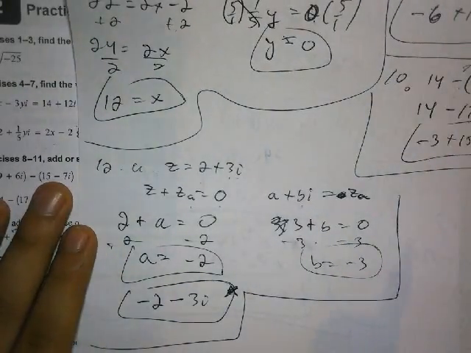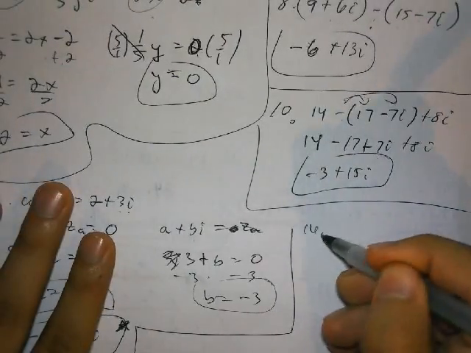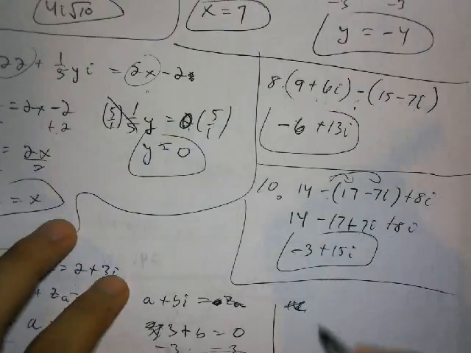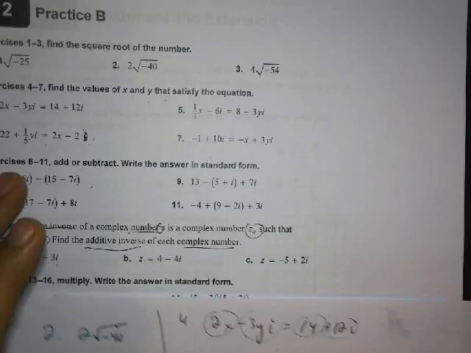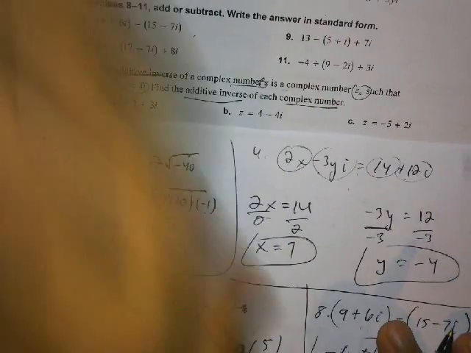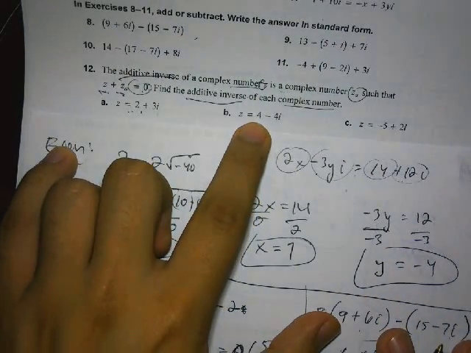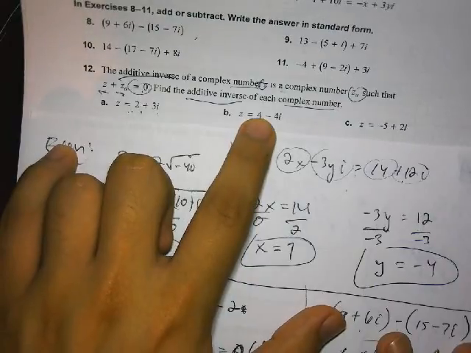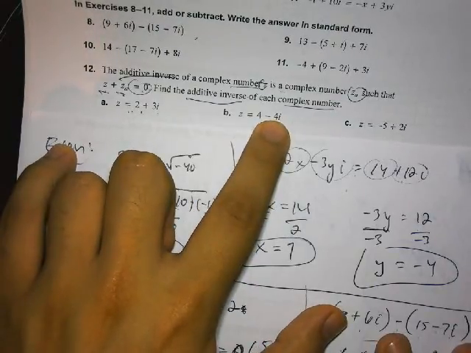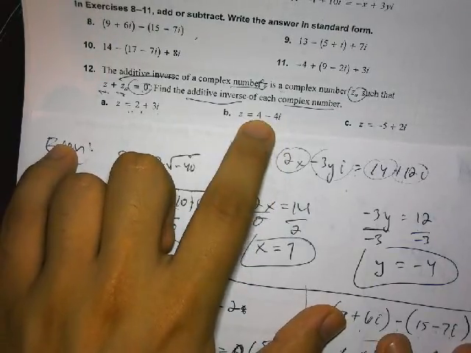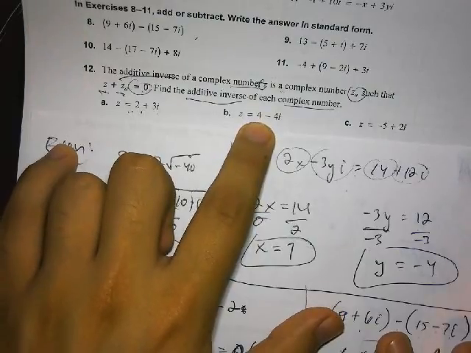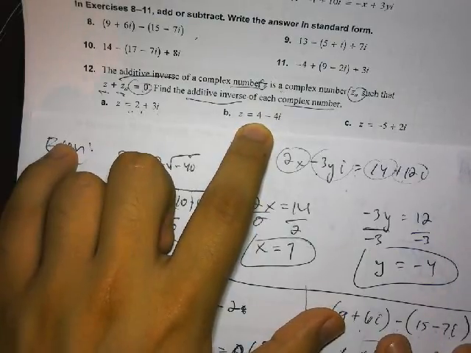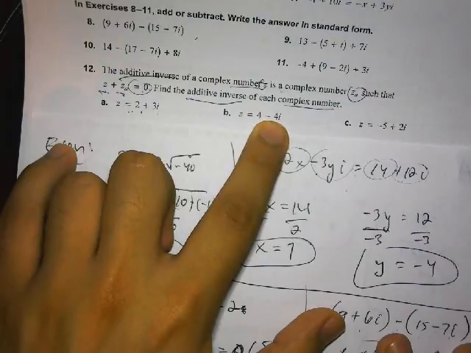Alright, number 14. Oh, I still have other parts. Number b. So here if we notice, the pattern is just the inverse, or rather the opposite, of whatever sign is in front of it. So if this is a positive 4, my additive inverse should be negative 4, and if this is a negative 4i, my additive inverse should be positive.